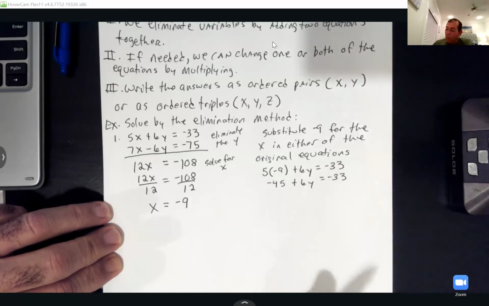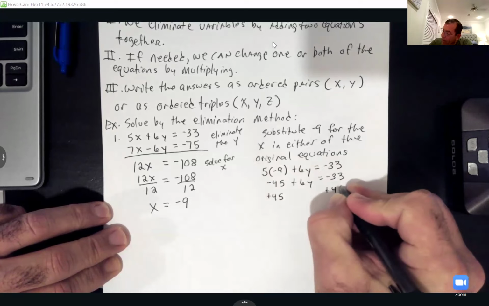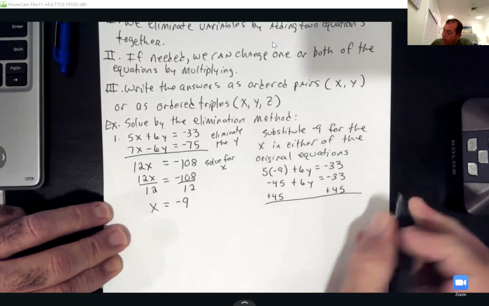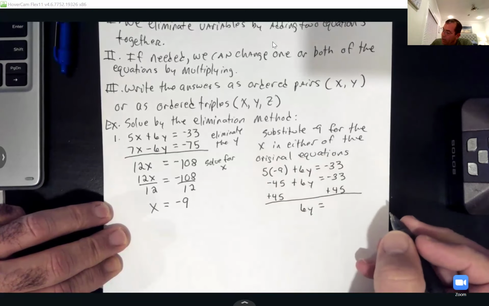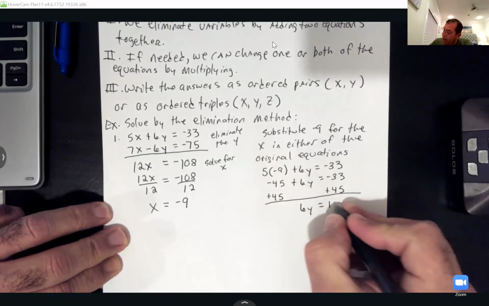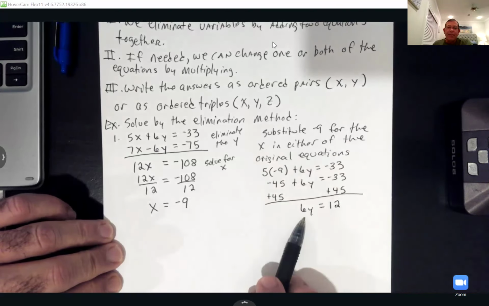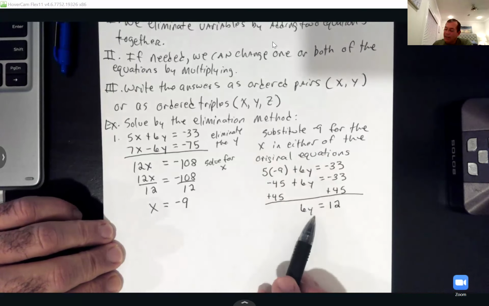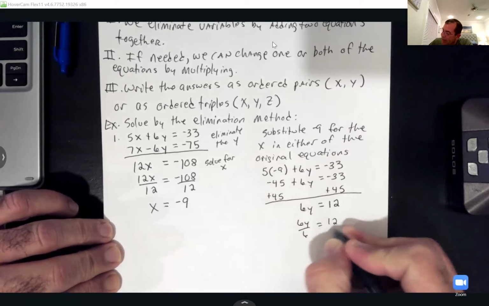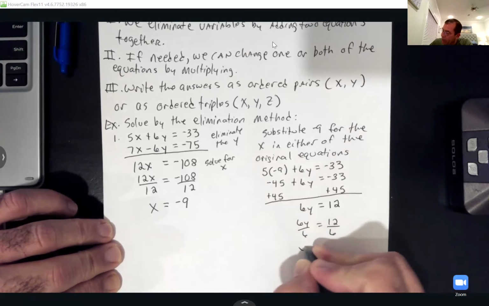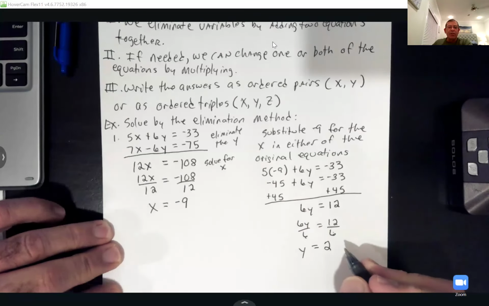So we're going to add 45 to both sides. And that brings down my 6y. And y'all, what's that? Negative 33 and 45 is 12. In our last step now, divide by 6, and we'll have our y. So we divide both sides by 6. So that cancels, giving me 1y. 12 divided by 6 gives me 2.